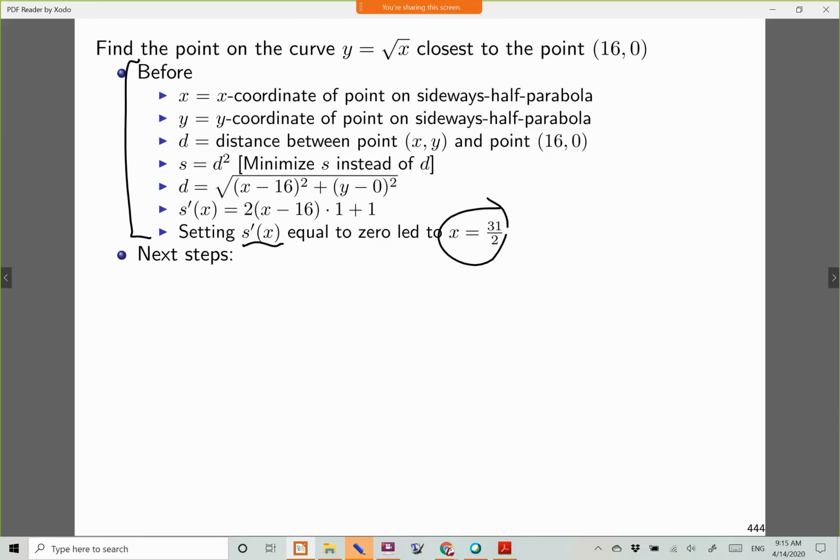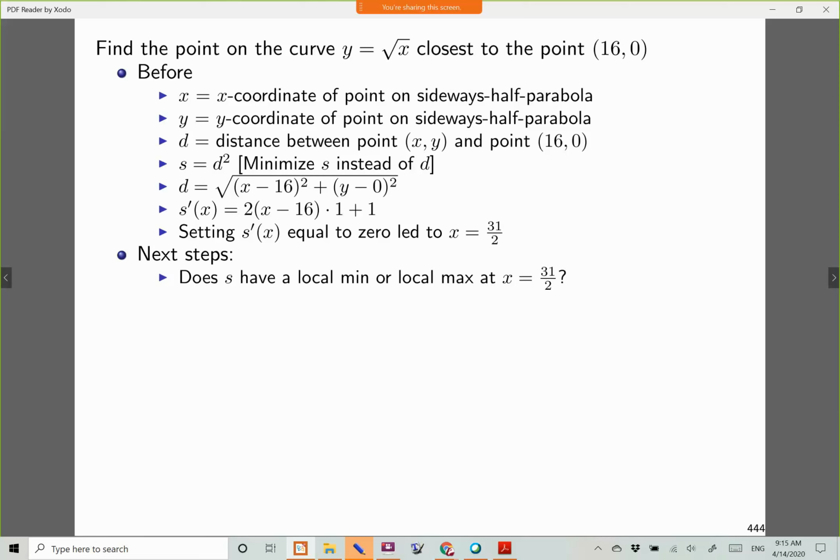But now the question is, what happens with this? In other words, there's this critical point, but is the value of s going to be big or small at this x value? Or in more technical language, are we going to have a local min or local max at this x value? We know that this is where the graph would level out. There's a peak or a valley, but what kind? You could apply the first derivative test if you like, but I think generally speaking, the second derivative test tends to be nicer for these. This one's probably not so bad using the first derivative test, but what I'll do is take a look.